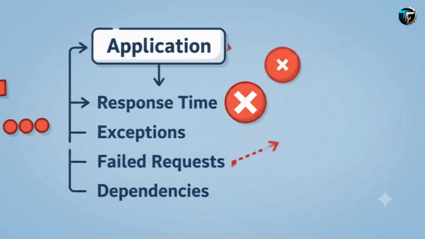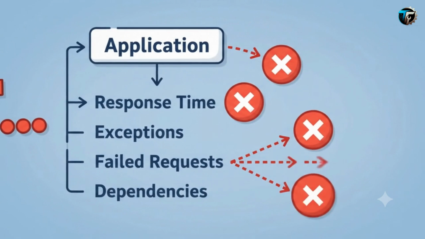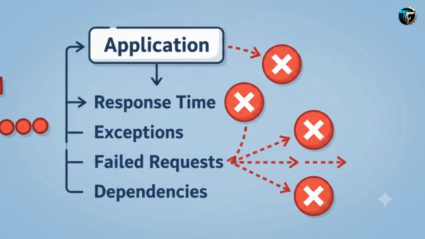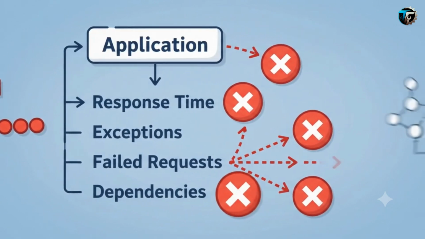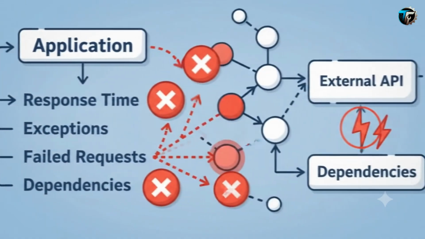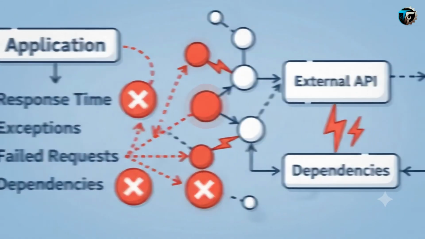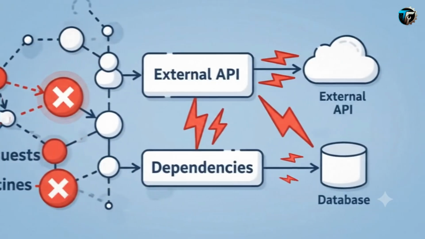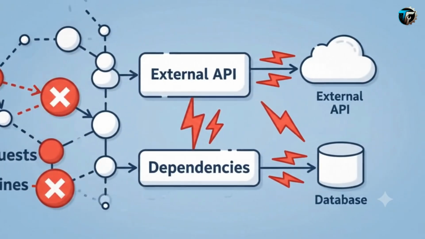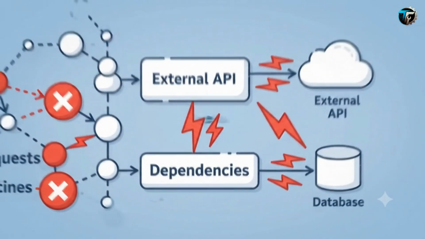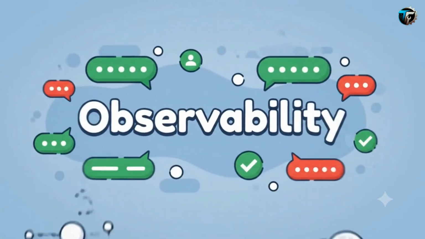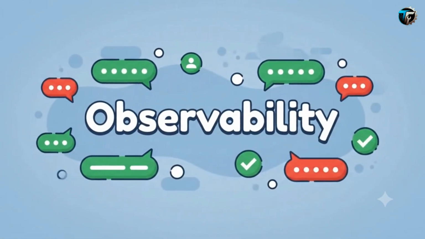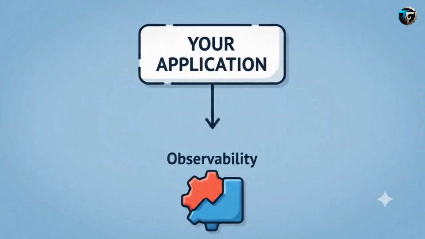But application developers and architects often need more specific information. Which API is slow? Which request failed? Which exception occurred? Which database call is taking too long? Which external API is causing the delay? This is where application-level observability becomes extremely important.